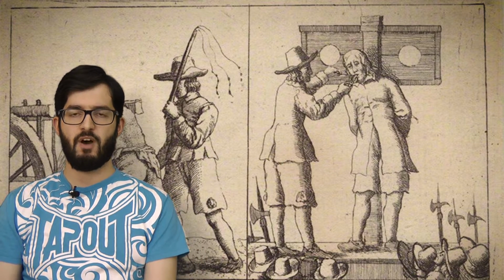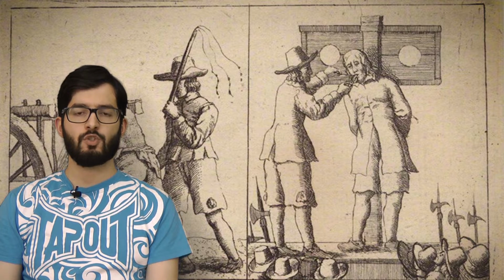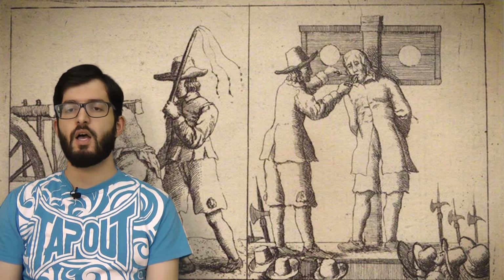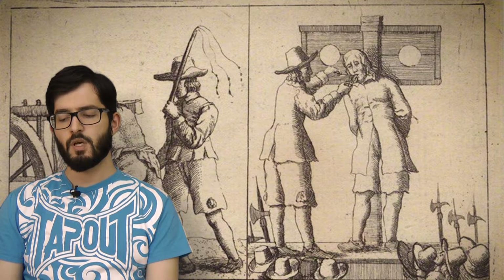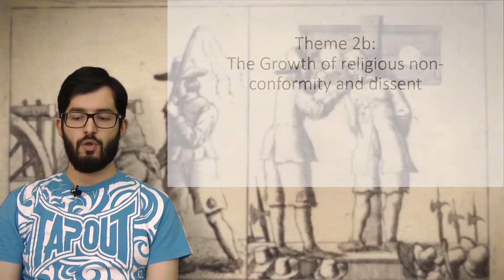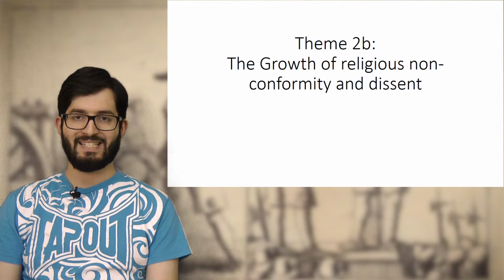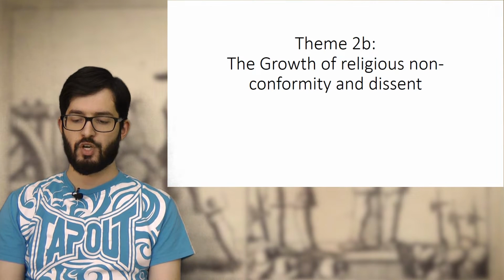So again, if you find the different groups a bit confusing and what their various different beliefs are, it might be worth having a look at that video that I've done about the Protestant spectrum. Because the second sub-theme is basically about the growth of religious non-conformity and dissent, and essentially the reasons for that growth throughout the 17th century.